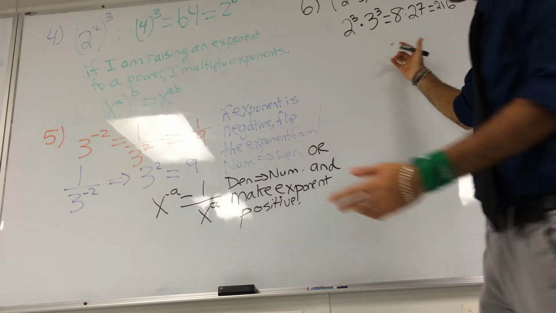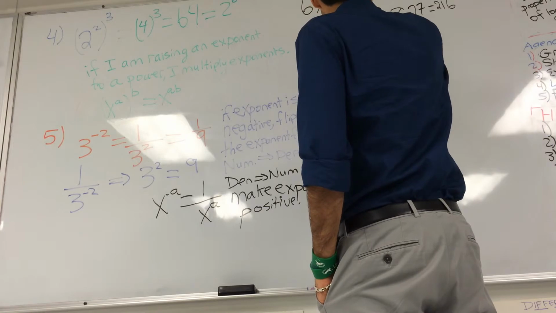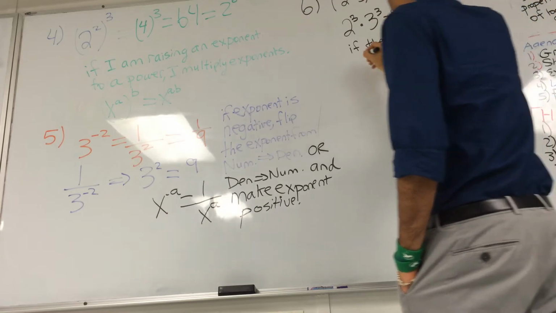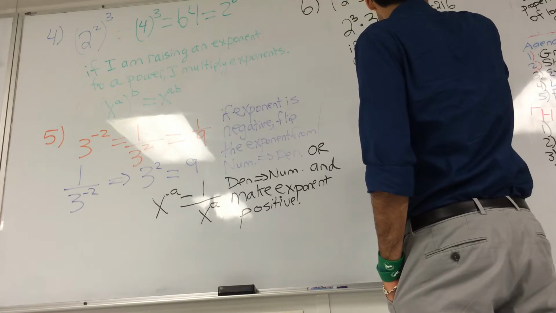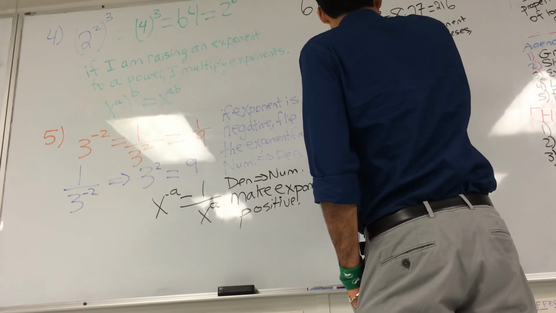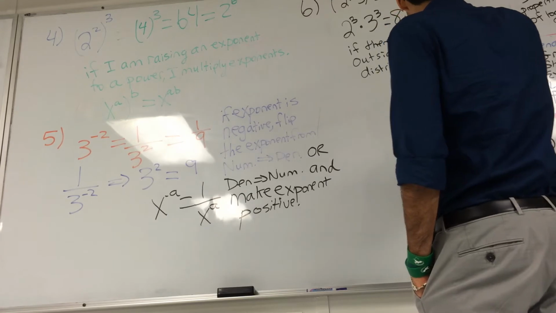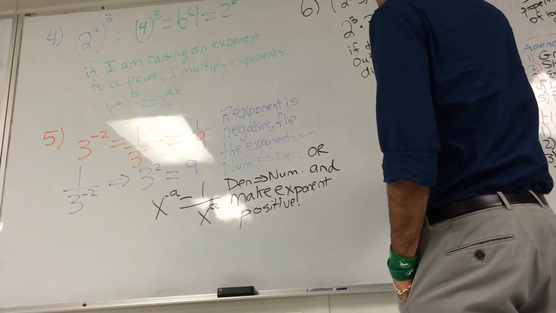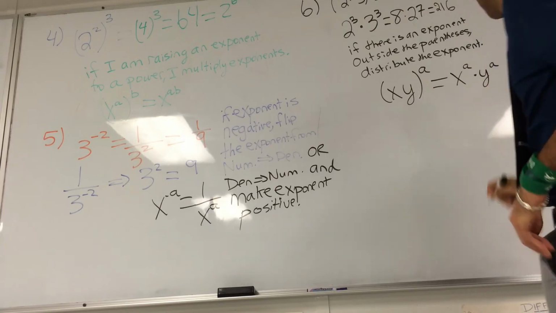So to write it out, if there is an exponent outside the parentheses, distribute the exponent. So by way of example, if I have x, y to the a, that equals x to the a times y to the a.